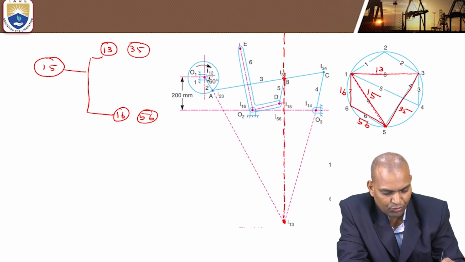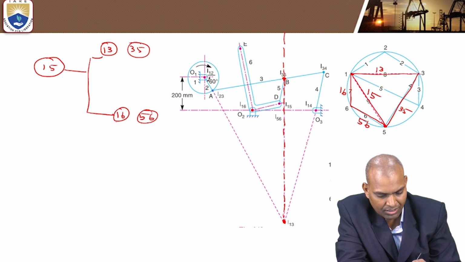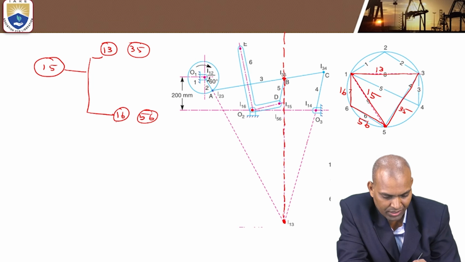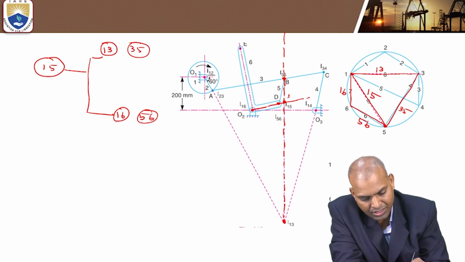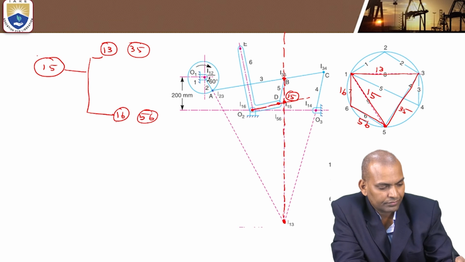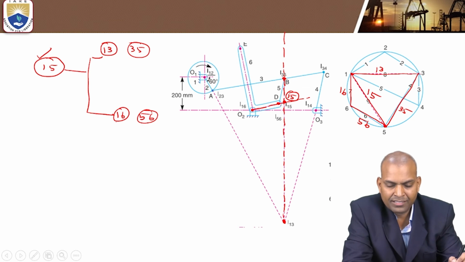Next one, 1, 6, 5, 6. This is 1, 6, and where is 5, 6? 5, 6 is here. So join 1, 6, 5, 6. This intersection is 1, 5. Locating eye center 1, 5.